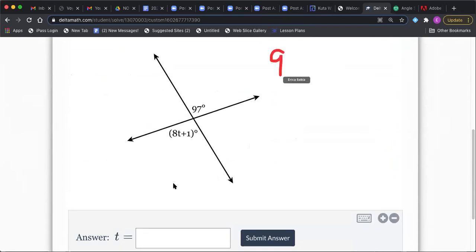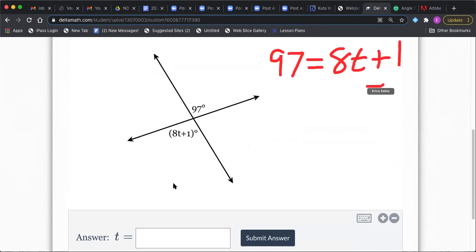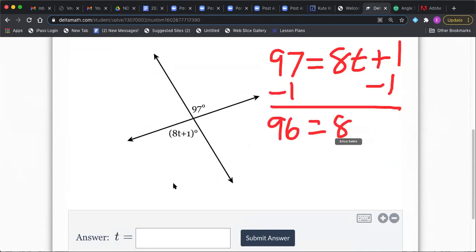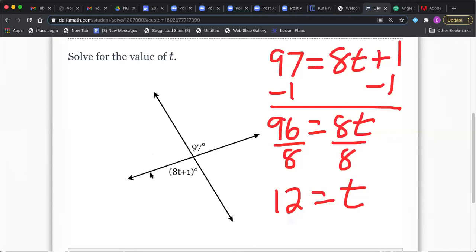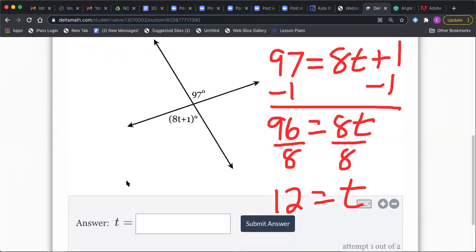If they're vertical, I'm literally just going to set them equal to each other. That's it. I just set them equal, and now I'm just going to solve this equation. This is not so bad. Divide by 8, divide by 8. 96 divided by 8 is 12. Double check me. Yeah, that's right. 12. And am I supposed to be solving for t? Yeah, it says solve for the value of t. Great, so I'm done. It's just 12.